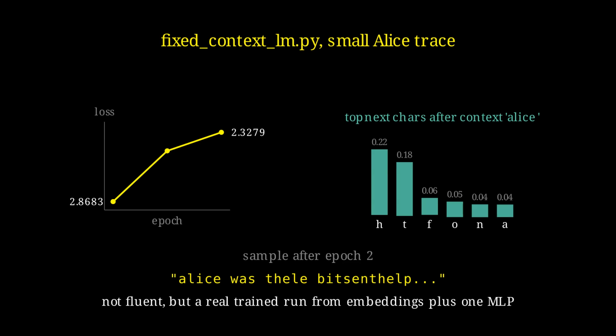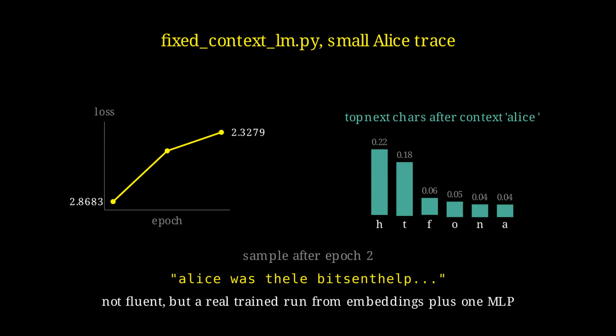I ran a small fixed context LM trace on Alice with context length 6. The loss falls from 2.8683 to 2.3279 in 3 epochs, and after the context Alice space, the next character distribution is no longer flat. H and T are now the leading choices. Sampled after that run, it produces fragments like Alice was Thiel Bitzenthelp. Not fluent, not clever, but real trained behavior coming out of a table of vectors and one small perceptron that we built by hand.